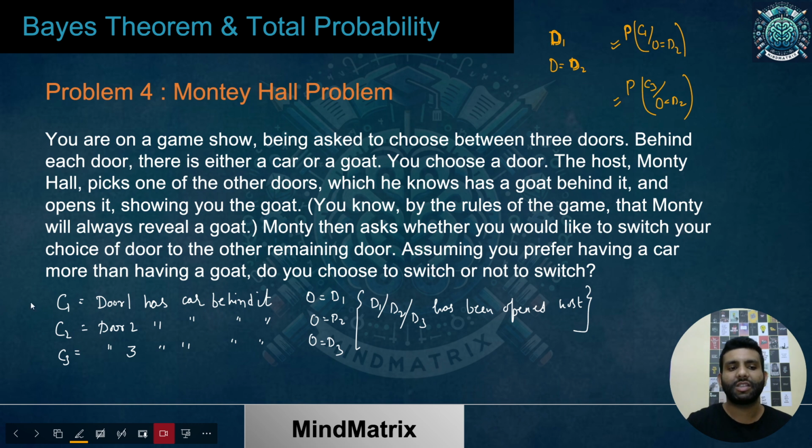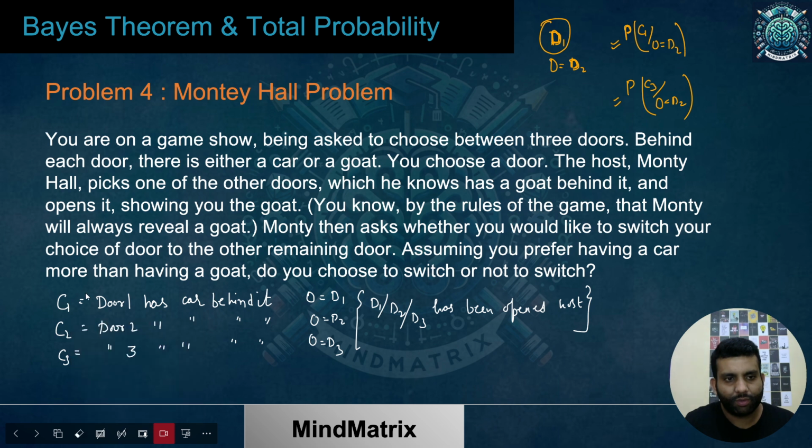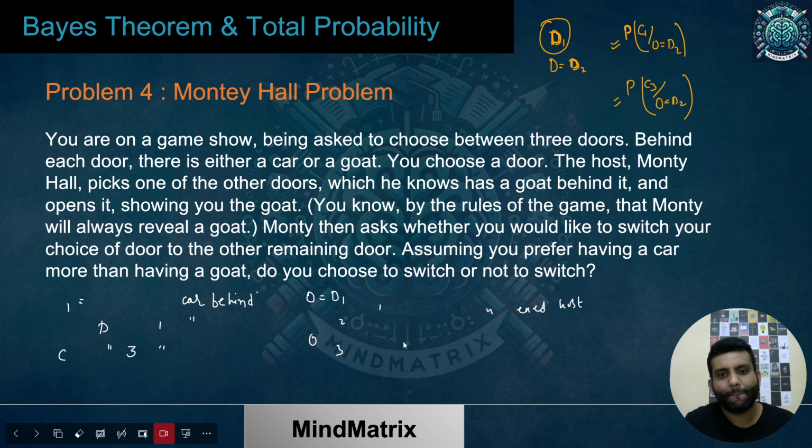So I hope this C1, C2, C3, O equals this thing, all these ideas are clear. And I have mentioned that D1 was the first door. You can pick it in any order. If you say that we have picked D3 and the door shown was D1, you can also go in the same fashion and you'll get the answers in the same way. Okay, so now I will calculate these probabilities. See, how do I calculate? So I'll just erase these things. And this is a very interesting problem.